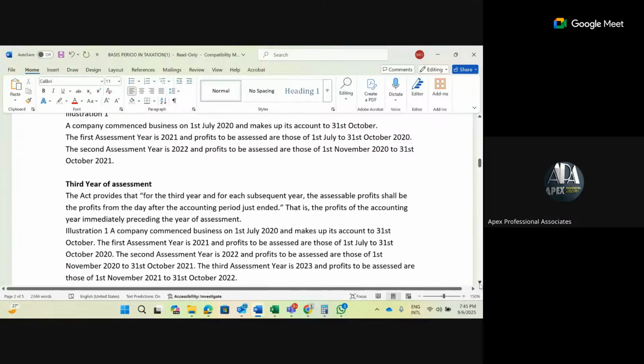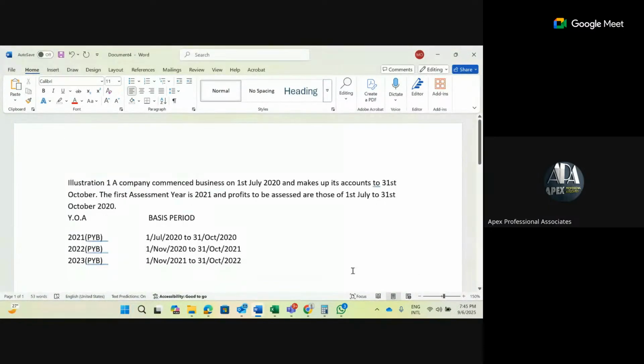The third year of assessment, how do you determine the basis period? For the third year of assessment and for each subsequent year, the assessable profit shall be the profit from the date after the accounting period just ended to the next accounting year end. When did this one end? This one ended 31st of October 2021. What is the date immediately after? 1st of November 2021 to 31st of October 2022.